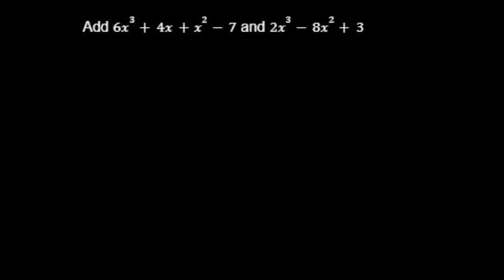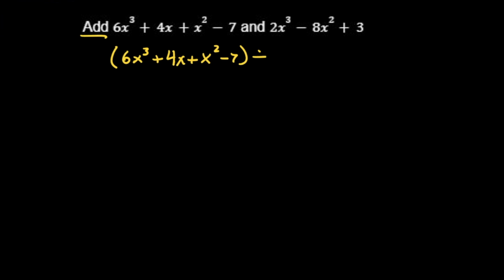In this example, we're supposed to add the polynomial 6x to the third plus 4x plus x squared minus 7 and the polynomial 2x to the third minus 8x squared plus 3. So since the operation is addition, when we set it up, we're going to put it in parentheses as 6x to the third plus 4x plus x squared minus 7.